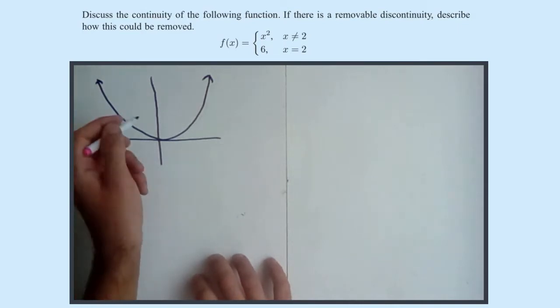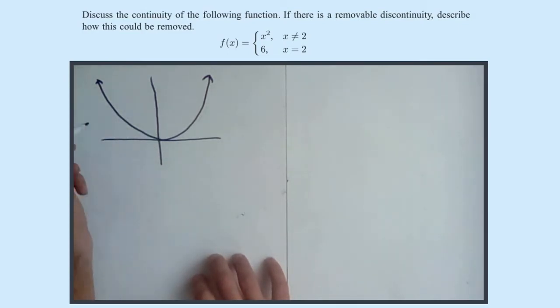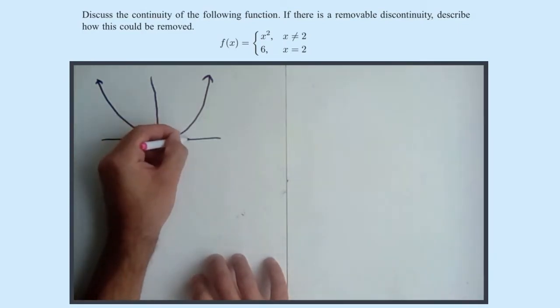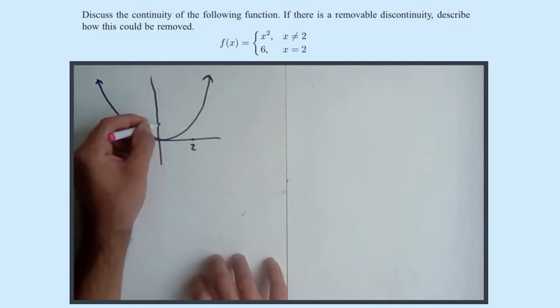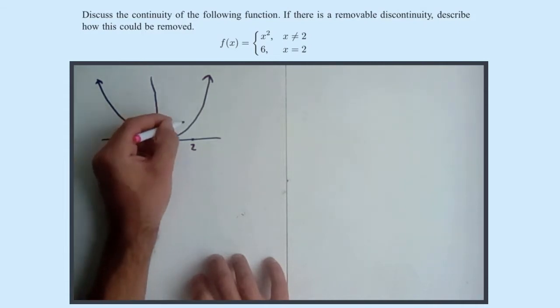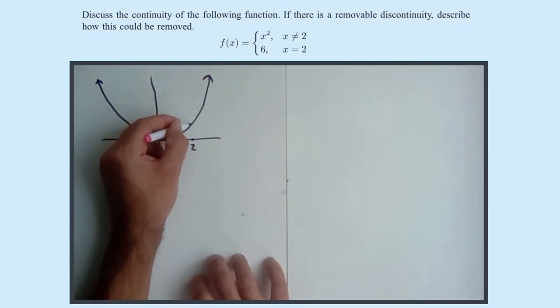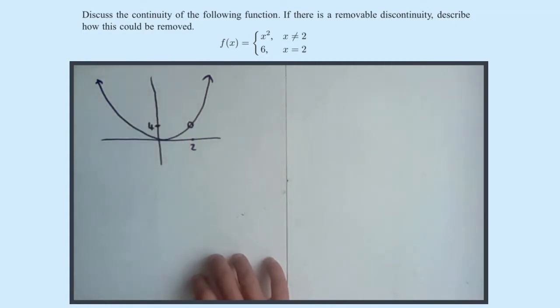Mine's always a bit flat, but basically, let's say this could be the point 2. When x equals 2, we have 2 squared is 4. It's a terrible scale, but never mind. So basically, there's a hole in the function there because it says that it doesn't equal x squared when x is 2. It actually equals 6 when x is 2.